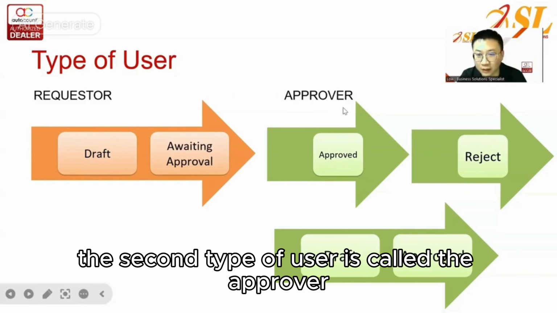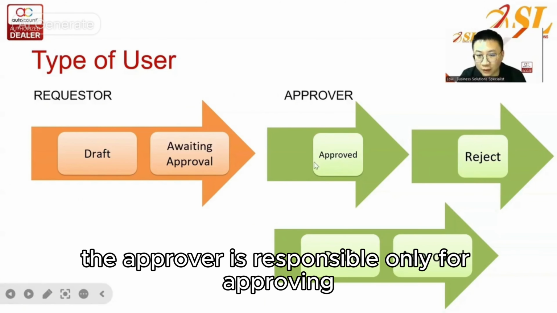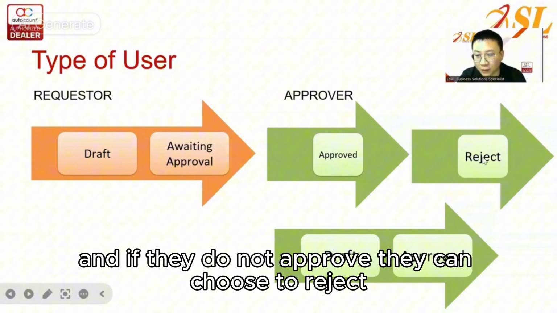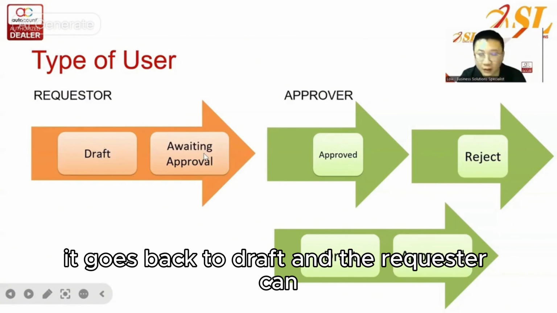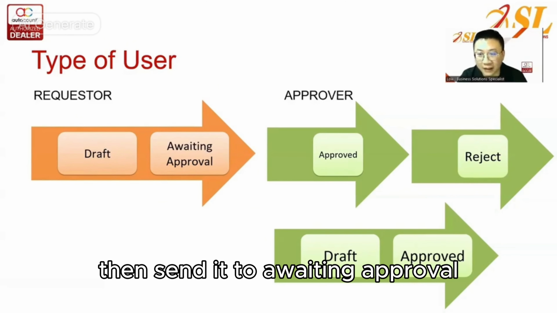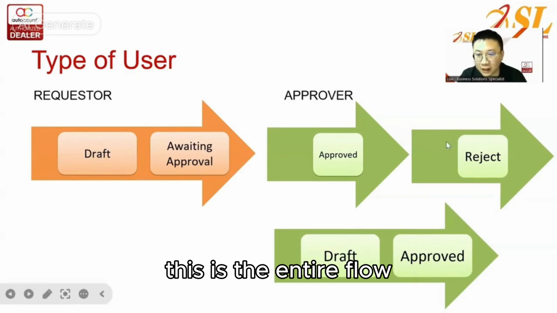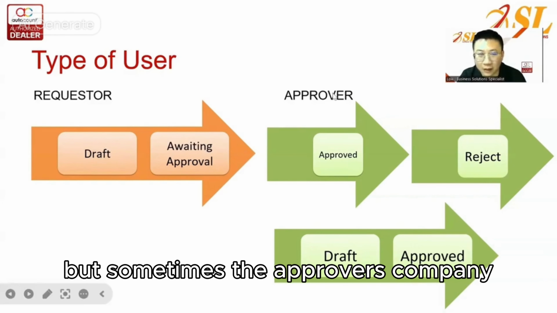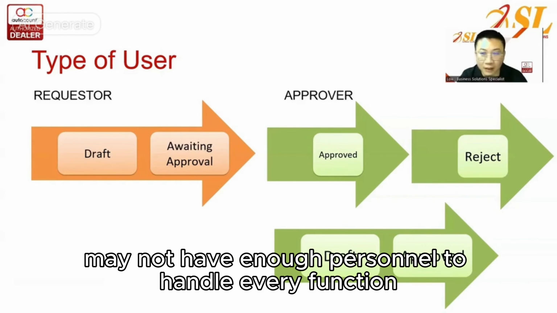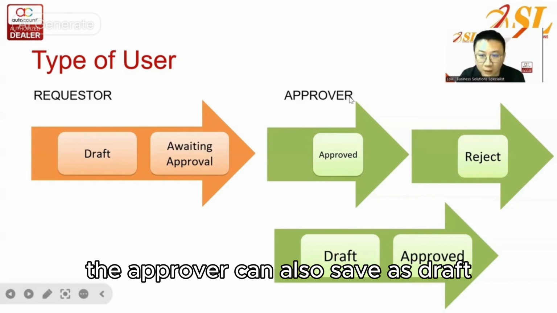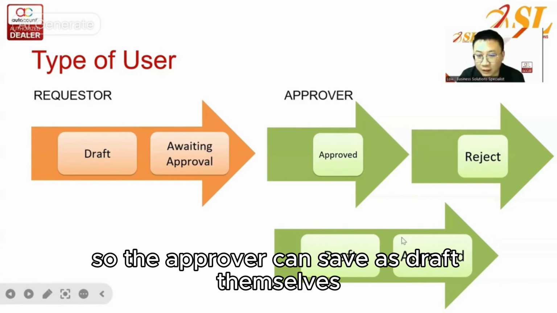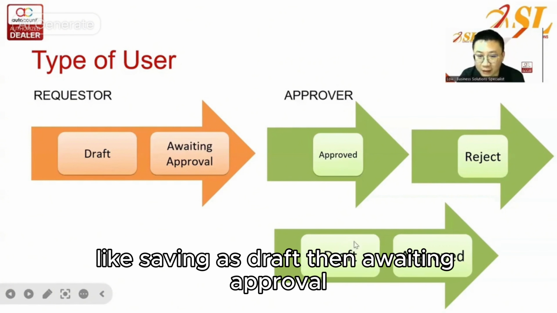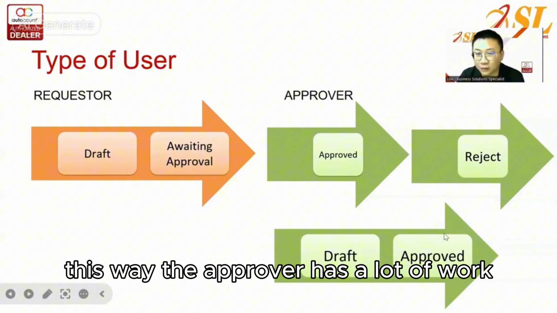The second type of user is called the approver. The approver is responsible only for approving, and if they do not approve, they can choose to reject. If rejected, it goes back to draft, and the requester can continue to modify it, then send it to awaiting approval. This is the entire flow. But sometimes the approver's company may not have enough personnel to handle every function. The approver can also save as draft, check it first, and only approve if there are no issues. So the approver doesn't need 3 steps, like saving as draft, then awaiting approval, and then approving. This way, the approver has a lot of work.